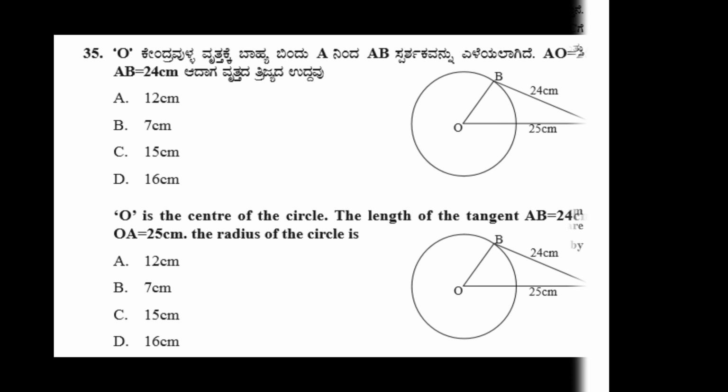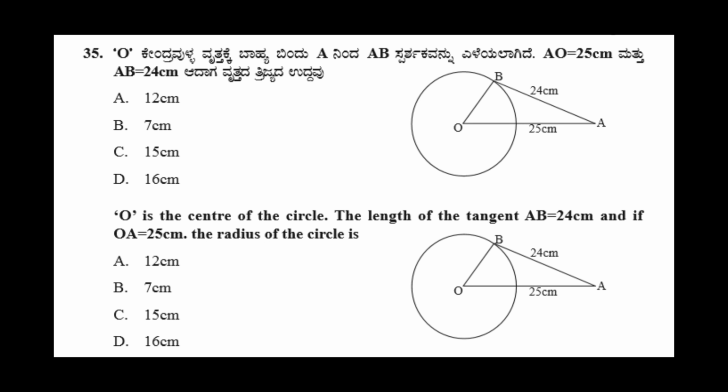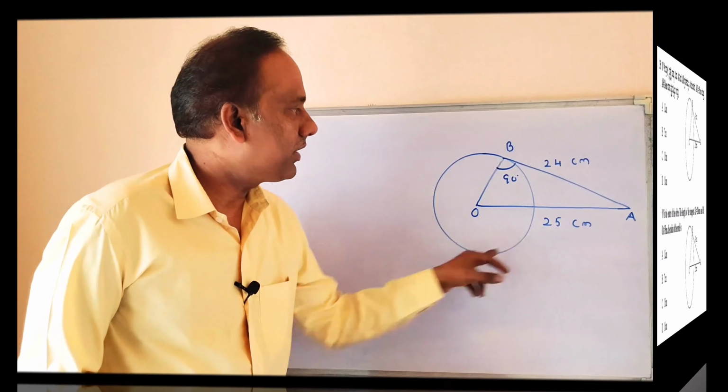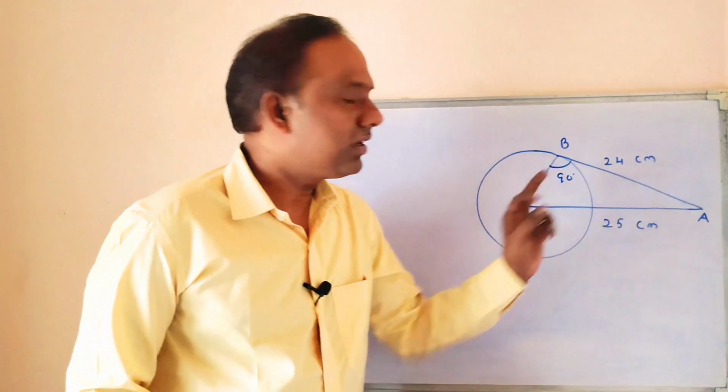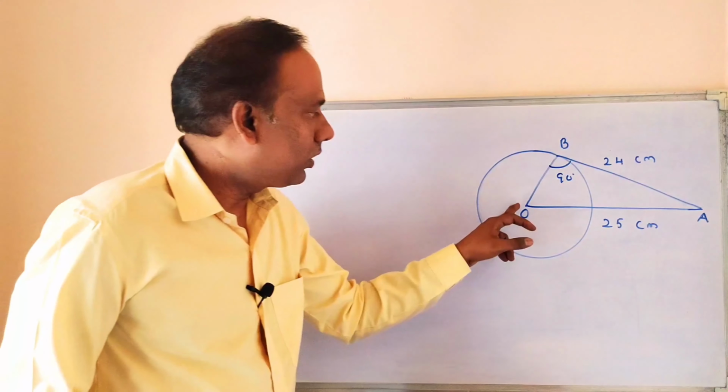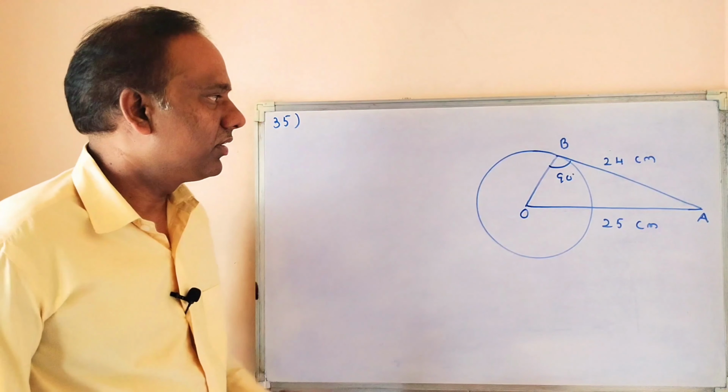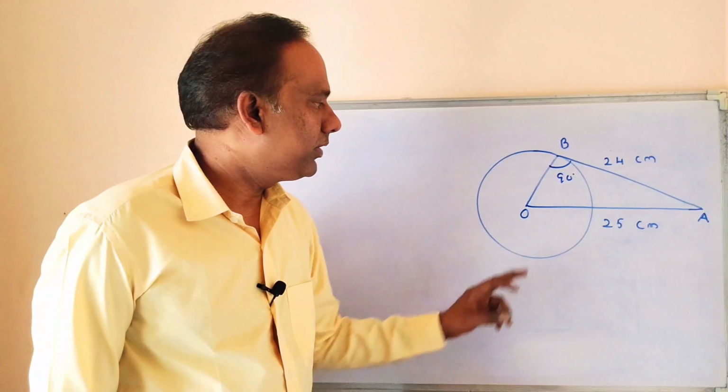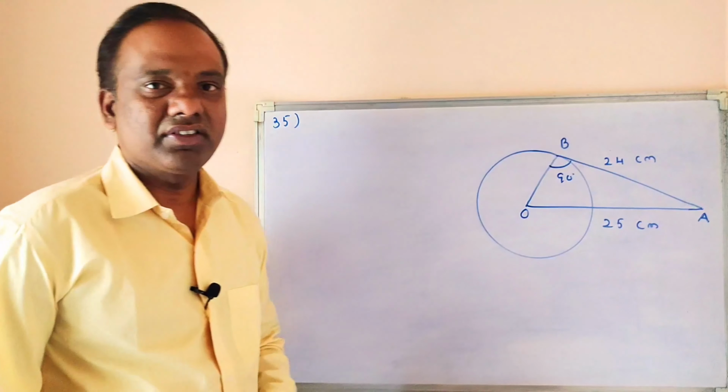Question number 35 is: O is the center of the circle. The length of the tangent AB is equal to 24 centimeters, and if OA is equal to 25 centimeters, then the radius of the circle is: option A 12 centimeters, option B 7 centimeters, option C 15 centimeters, and option D 16 centimeters. Here O is the center of the circle, AB is the length of the tangent, and OB is the radius. Here AB is equal to 24 centimeters and OA is equal to 25 centimeters.